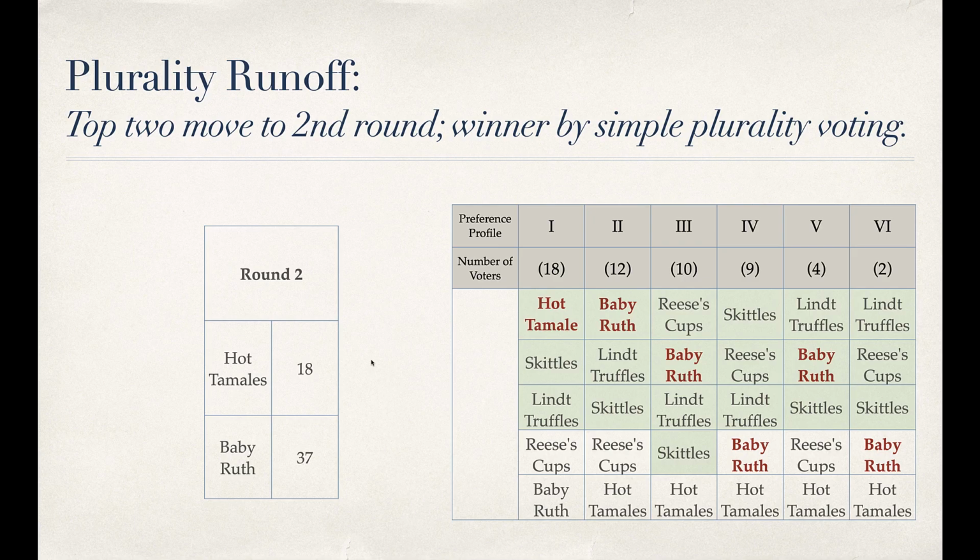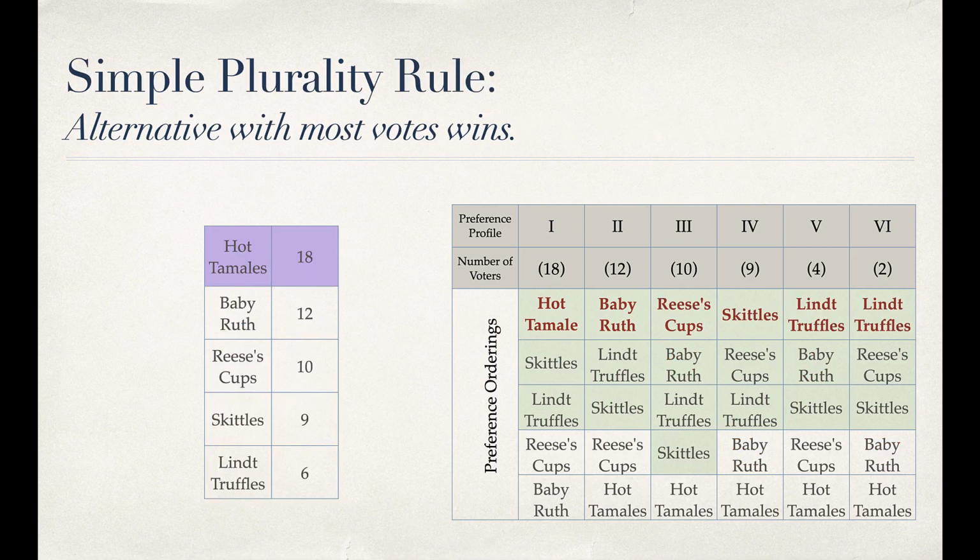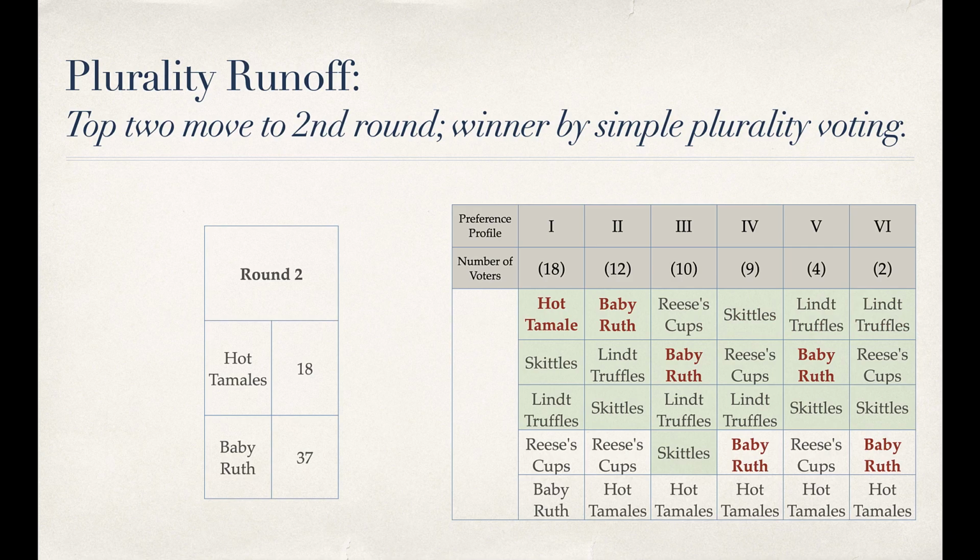So notice something. Hot Tamales won under simple plurality. Baby Ruth won under plurality runoff. What does this group actually want? How can we say they want Hot Tamales or Baby Ruth when it only depends upon the voting rule that I used? It's the same people with the exact same strict preference orderings. And yet I get a different group choice depending on the method I use to aggregate their preferences.